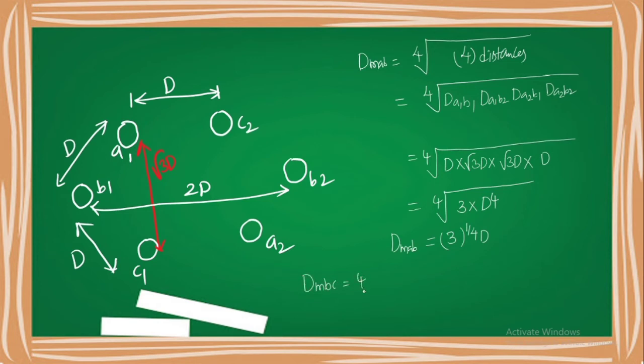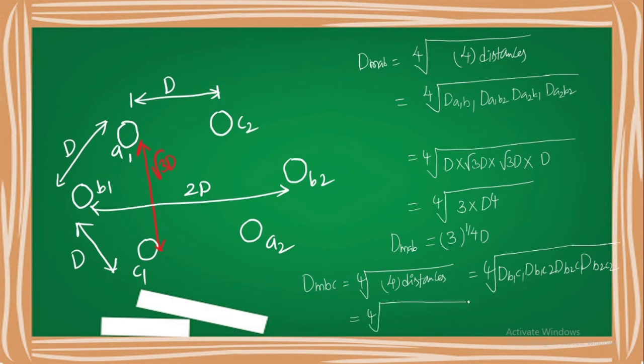Similarly, you can also find DMBC. It is again the fourth root of 4 distances, because phase B contains the conductors B1 and B2, and phase C contains the conductors C1 and C2. So what are the 4 distances? They are B1 to C1, B1 to C2, B2 to C1, and B2 to C2.